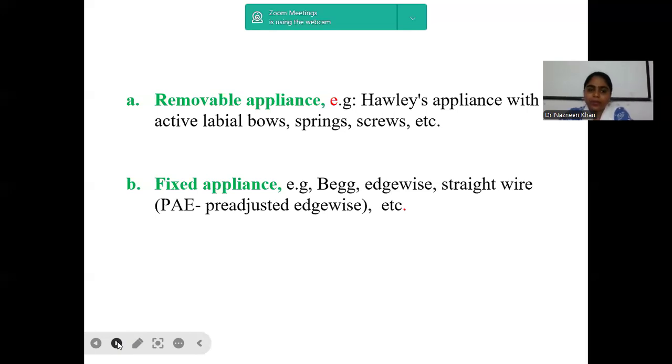In patients who require it, an active labial bow is used. Various fixed appliances are available, for example Begg, edgewise, straight wire, and pre-adjusted edgewise appliances.